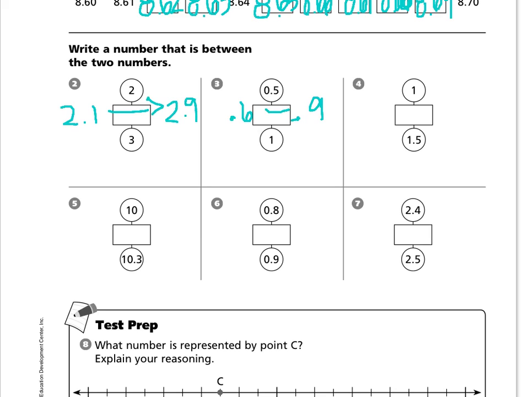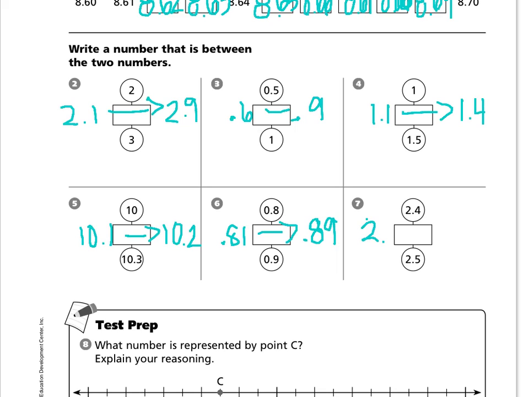For 1 and 1/10 to 1 and 1/2, you could have 1 and 1/10 all the way to 1 and 4/10. Between 10 and 3/10, you could have 10 and 1/10 all the way to 10 and 2/10. Between 8/10 and 9/10, you could have 81 hundredths all the way to 89 hundredths. Between 2 and 4/10 and 2 and 5/10, you could have 2 and 41 hundredths to 2 and 49 hundredths.